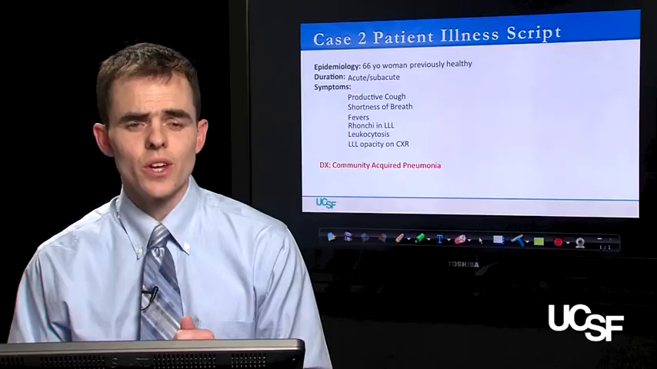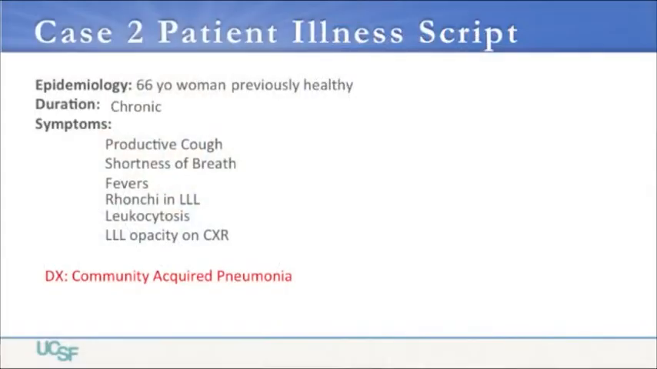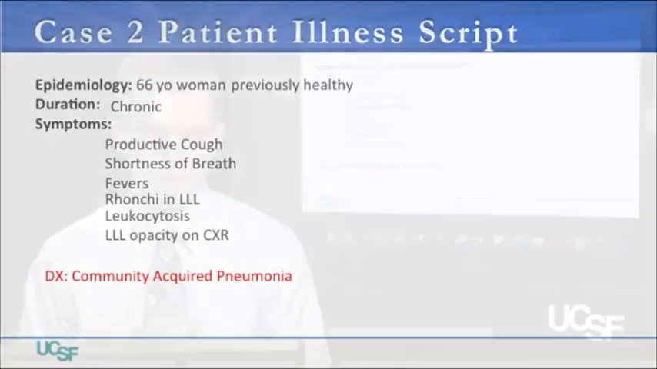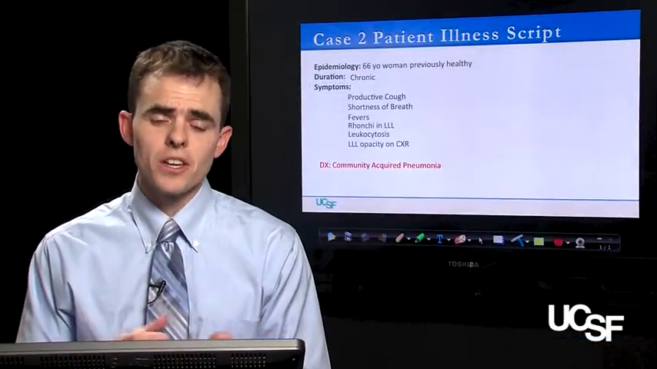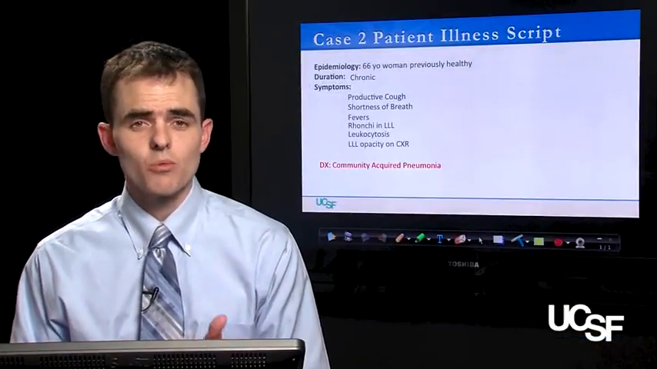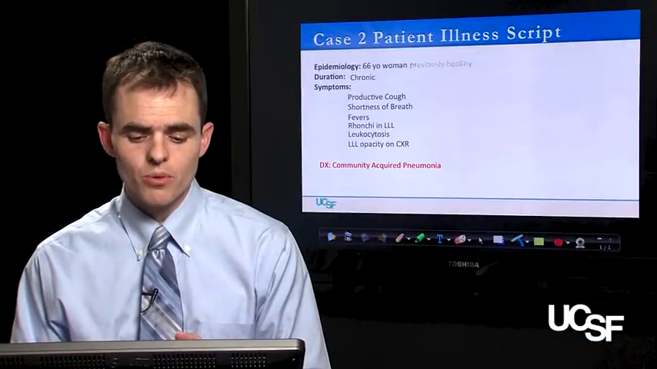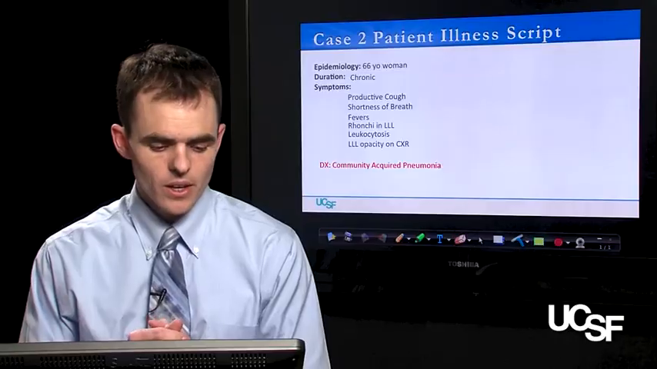Time passes, you get new history, and the first thing you realize is that your duration was actually wrong, that there was something chronic going on with this patient, so you have to change that. Well, if there's something chronic going on, you have to change your epidemiology, and it's a question whether this patient really was previously healthy, so you have to take that away.